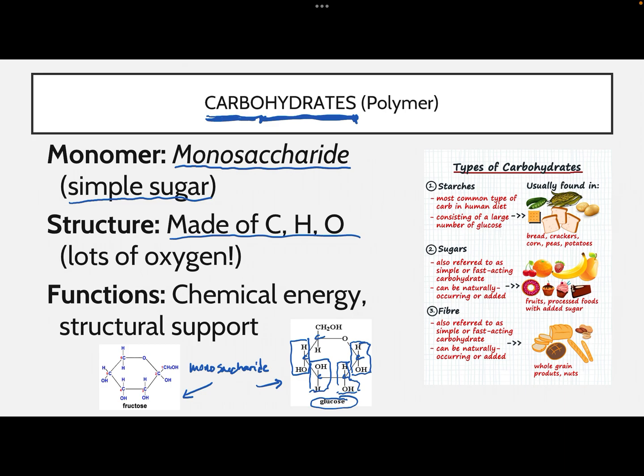Carbohydrates, their main function is to store chemical energy. And you know this because you've talked about sugar in your other classes, and even in non-science classes like health. You know that sugar is an energy storage molecule. When you eat things that have sugar or are made up primarily of carbohydrates, that's one way of giving your body energy.